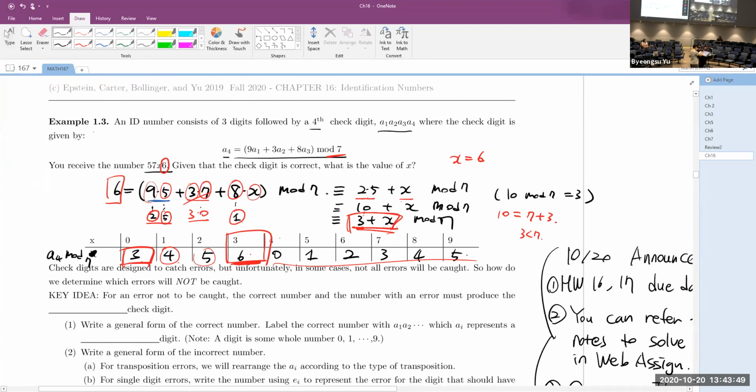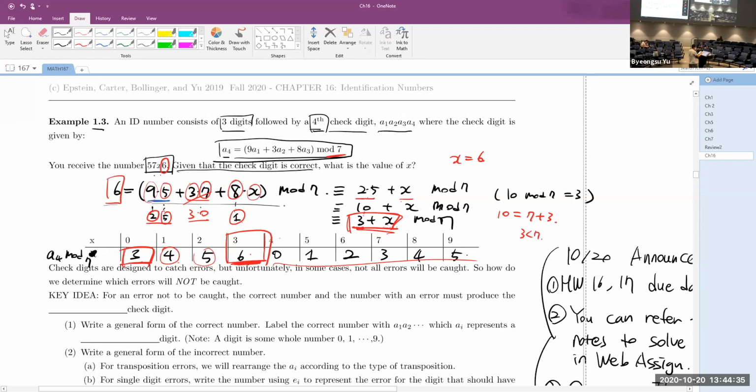So for example, in example 1.3, we know that this ID number consists of 3 digits, and the first digit is just the check digit. This check digit is determined by this formula. What we have is 57x6, but we don't know what x is. But we want to make this whole number a correct number, right? Then what we need to do is put all the numbers in the formula. Since the problem says that the given check digit is correct, it means that this x makes this statement correct, right?